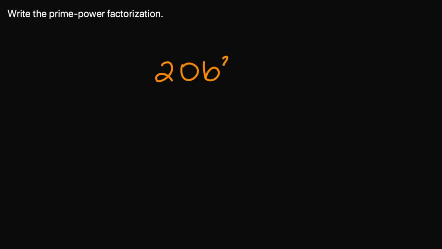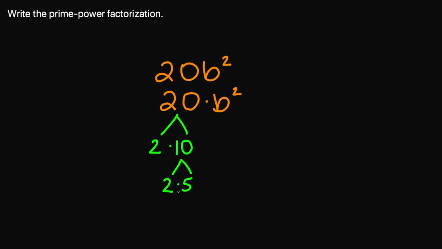20b squared. I can separate my 20b squared, 20 times b squared. I can separate my 20 into 2 times 10. My 10 can factor into 2 times 5. I am now left with prime numbers. I cannot factor any further, so my final answer is going to be 2 to the second power times 5 times b squared.